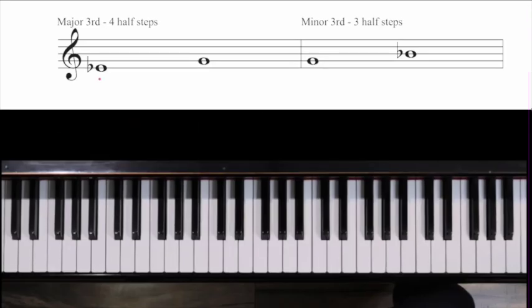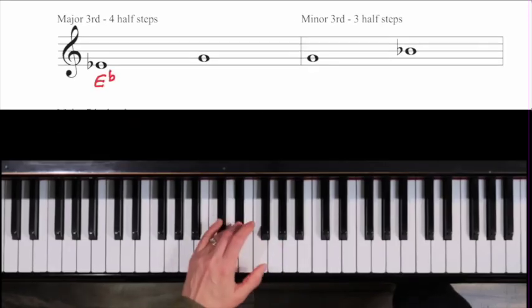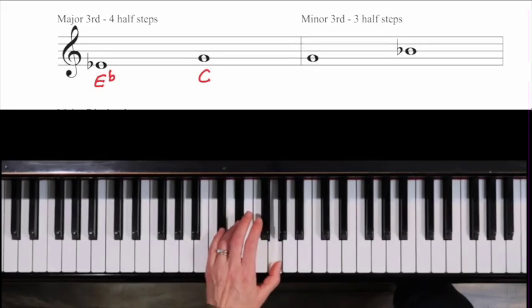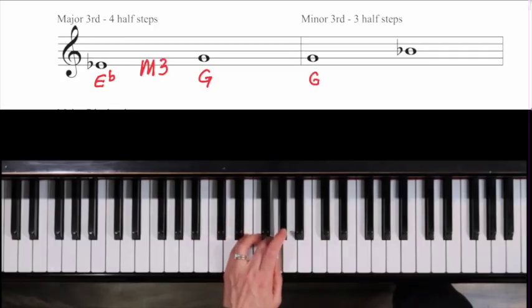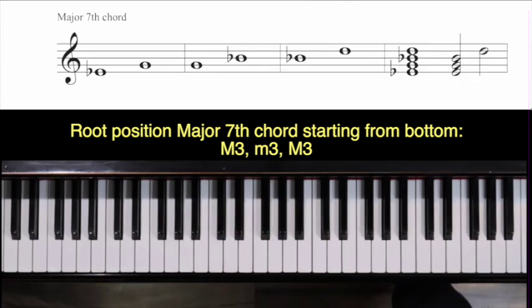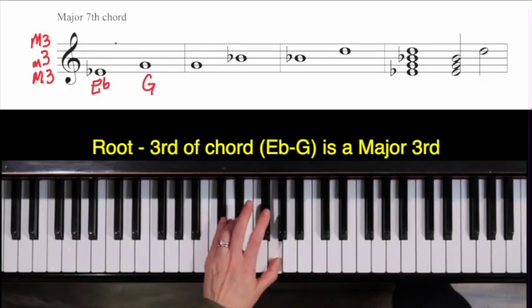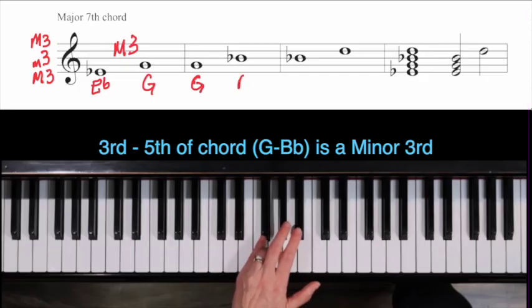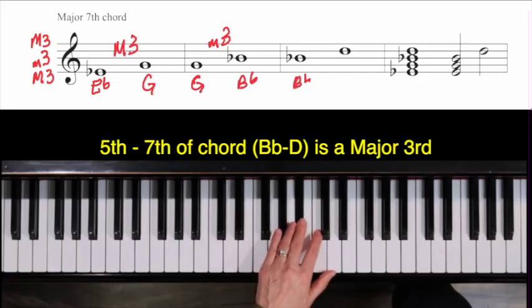So we're going to do the key of E flat here. Major third: 1, 2, 3, 4, E flat to G. Minor third, G to B flat: 1, 2, 3. Remember, a major seventh chord starting from the root, or the bottom, is a major third, uppercase M, a minor third stacked on top of that, and a major third stacked on top of that. 1, 2, 3, 4, major third. G to B flat, 1, 2, 3, minor third, and B flat to D.